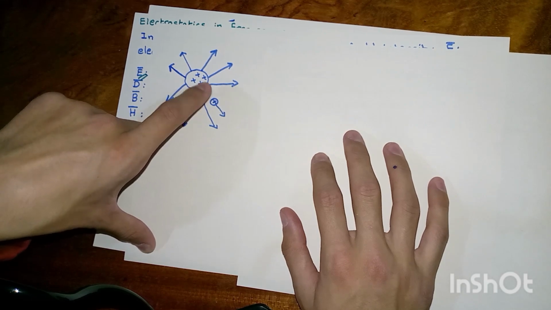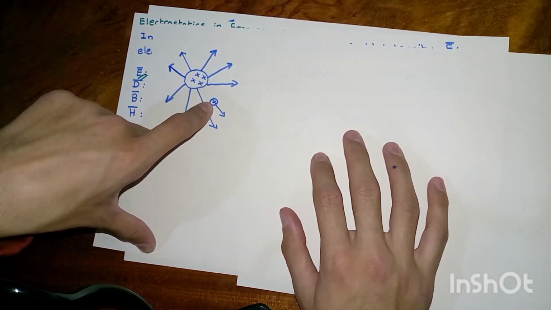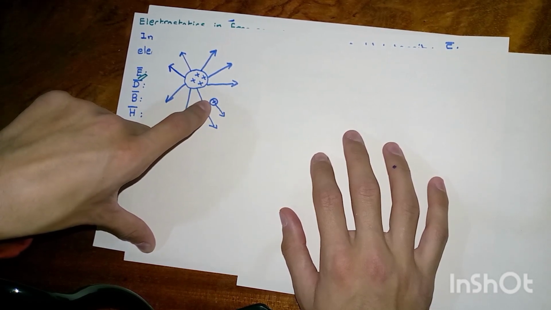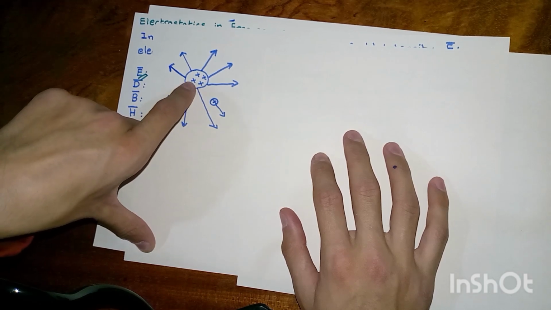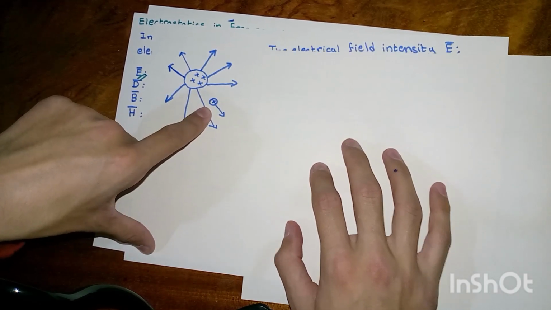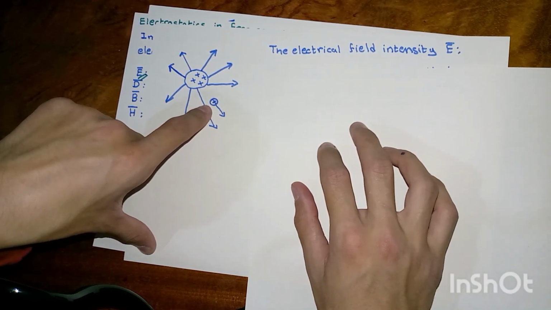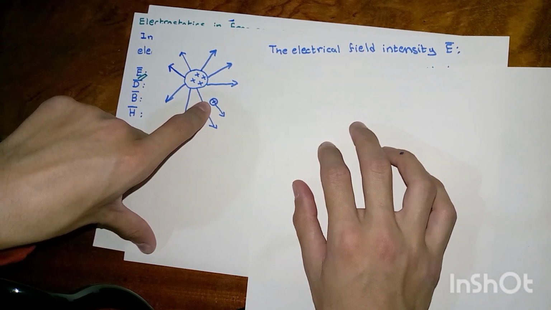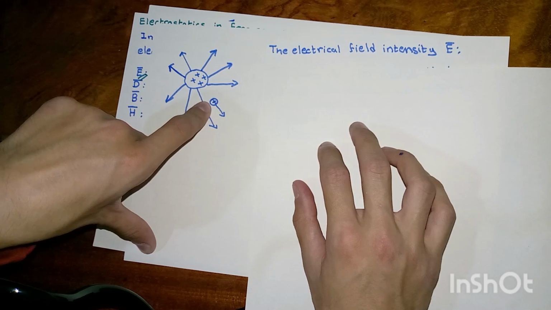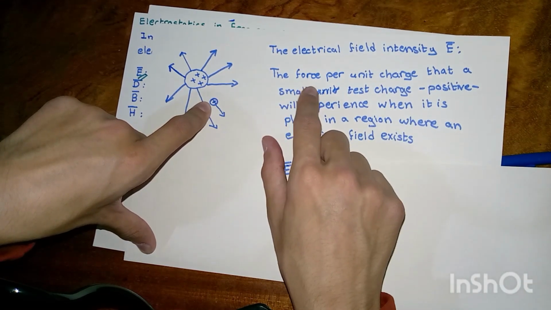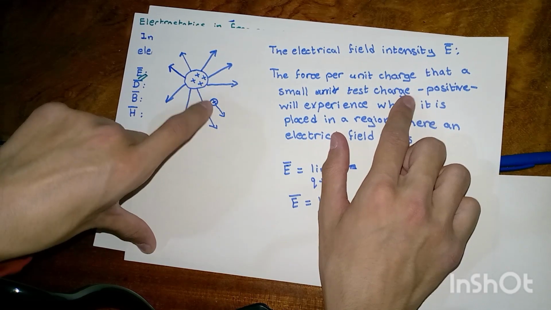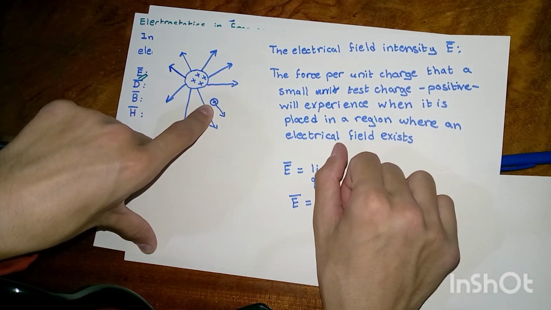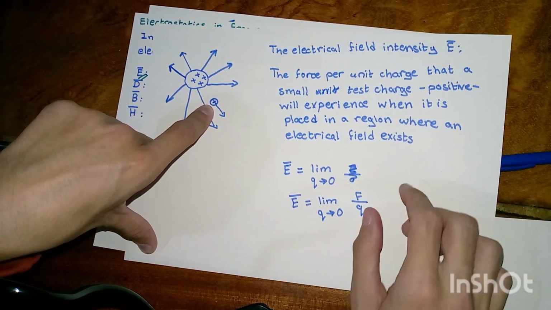This small test charge is going to be repelled by the big charge, as the big charge exerts a force upon the small charge and moves it away from it, or repels it. The force per unit charge is called the electrical field intensity. So the definition of the electrical field intensity is the force per unit charge that a small positive test charge will experience when it is placed in a region where an electrical field exists.